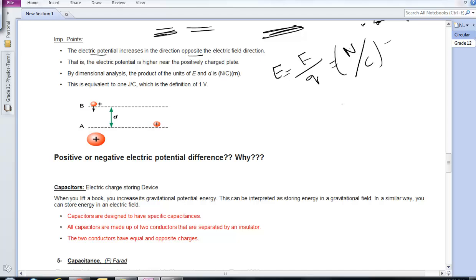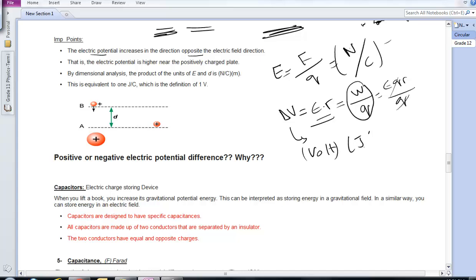For the voltage, we mentioned that the delta V, or the V, is equal to E times R, and this came from W over Q. When you derive it, W is equal to EQR, divided by Q, you remove the Q, so you will find it is equal to ER, or W over Q, which is the potential energy divided by Q. So the unit of delta V is volt, or it could also be joules per coulomb, but we are using volts.